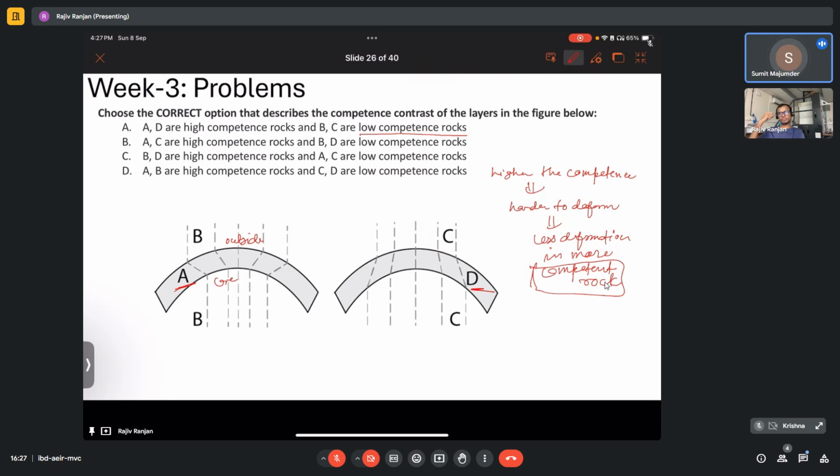B and D are high competence. B and D, not B and C. B and C, no option is there. No option is there, right? B and C. Option A. Option A is correct. A and D are high. No, no, sorry, sorry.